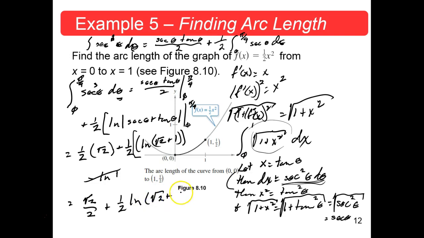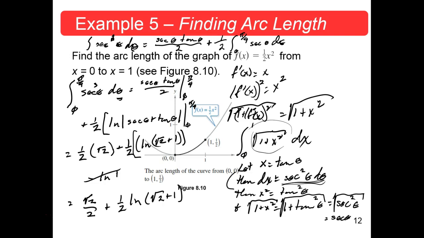Oh, and why can I justify forgetting about my absolute value bars? These are both positive numbers. Root 2 is positive, 1 is positive. They added together, that's going to be positive. So there is our answer.